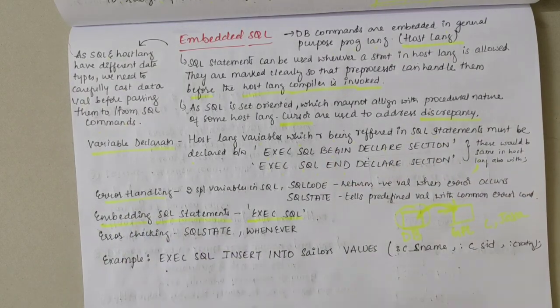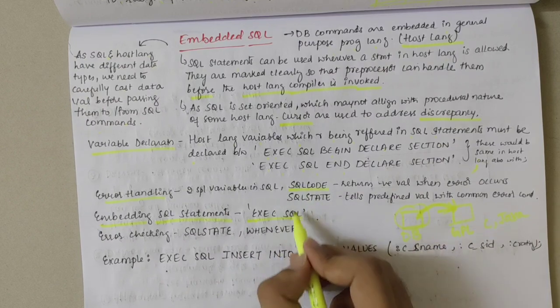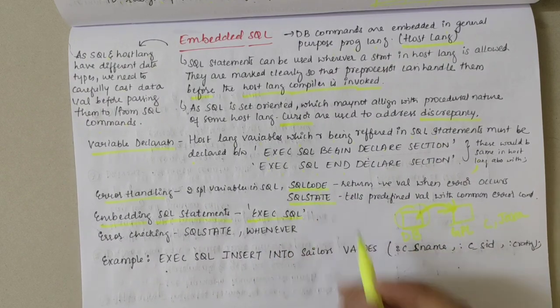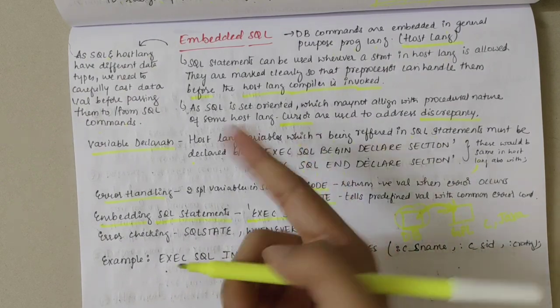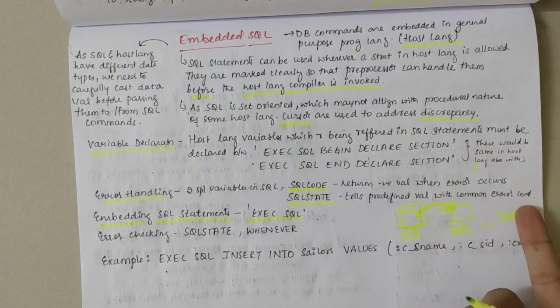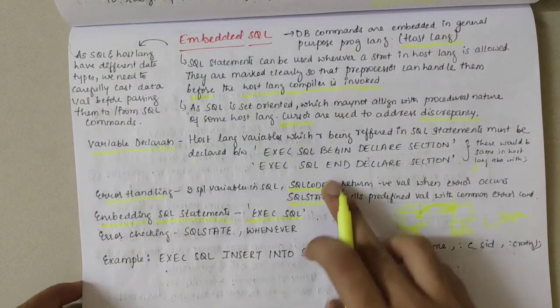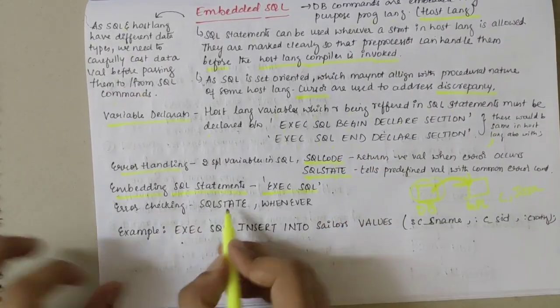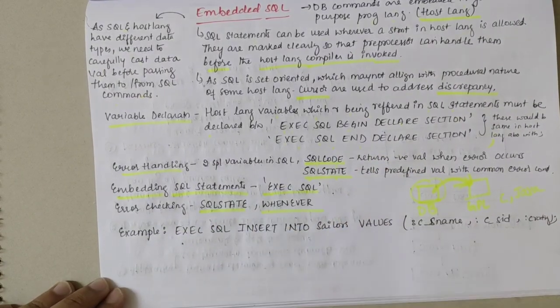Then we have error handling. In error handling, we have two special variables: one is SQLCODE and one is SQLSTATE. SQLCODE returns a negative value if any error is encountered, and SQLSTATE gives a predefined value for common error conditions. So this is about SQLCODE and SQLSTATE. Then we have error checking. To check the error, we have SQLSTATE and WHENEVER.